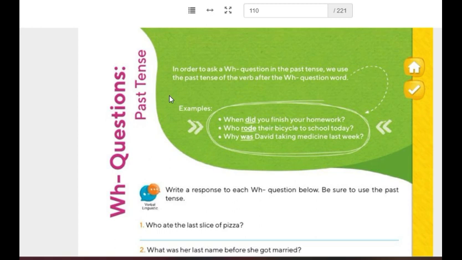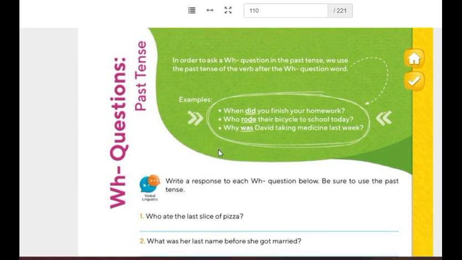Because it's the past. So look at examples in this one. When did you finish your homework? Here we have, who rode their bicycle to school today? In this one, we are talking about the subject question. So in this one we have, why was David taking medicine last week? Taking medicine last week. So in this one we have was, it is the past of the to be.